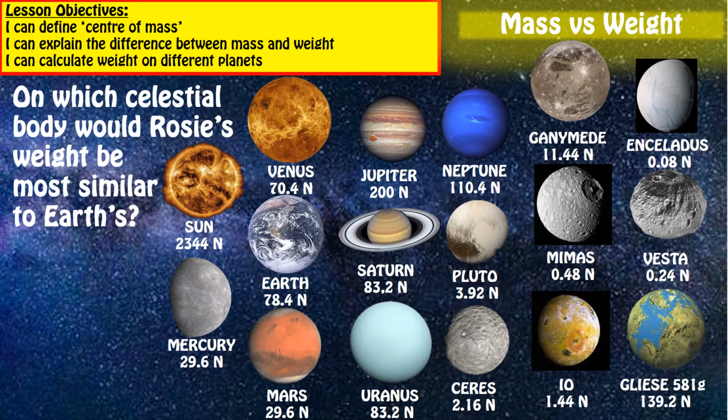So my question to you here is, on which celestial body would Rosie's weight be most similar to Earth's? Now Earth is centre to the left. Rosie would have a weight of 78.4 newtons. So whereabouts out of all these bodies, these other planets and rocks, would Rosie's weight be most similar to Earth's? So see if you can have a look. Okay, so there's Earth. And the answer would be Saturn or Uranus. So if Rosie went to Saturn, then her weight would almost be the same as it was on Earth. If she went to Uranus, it'd be almost the same as it was on Earth.